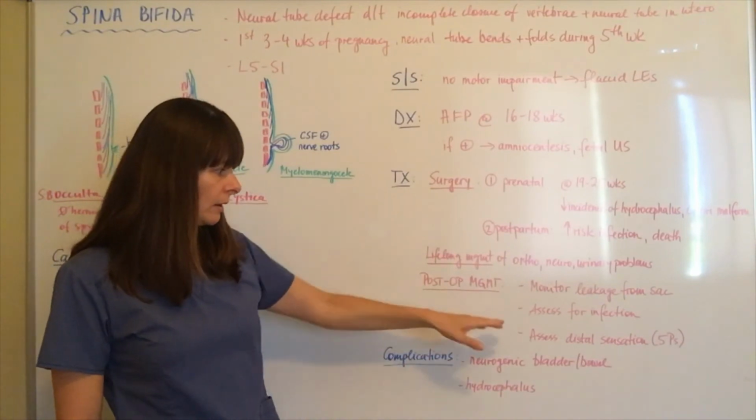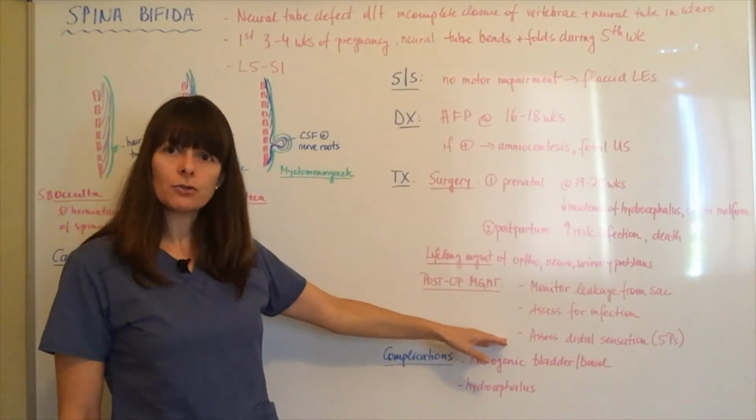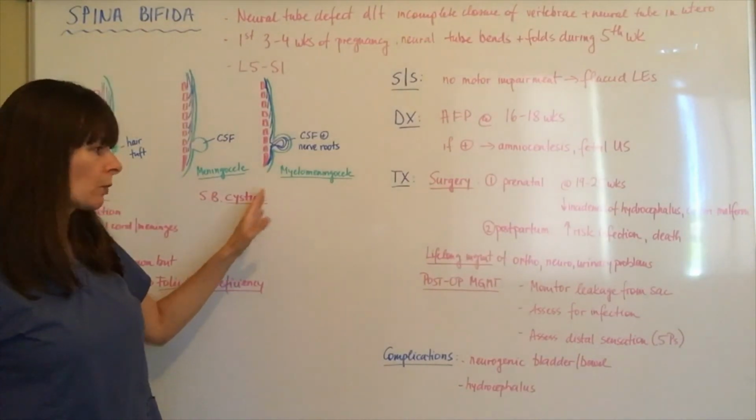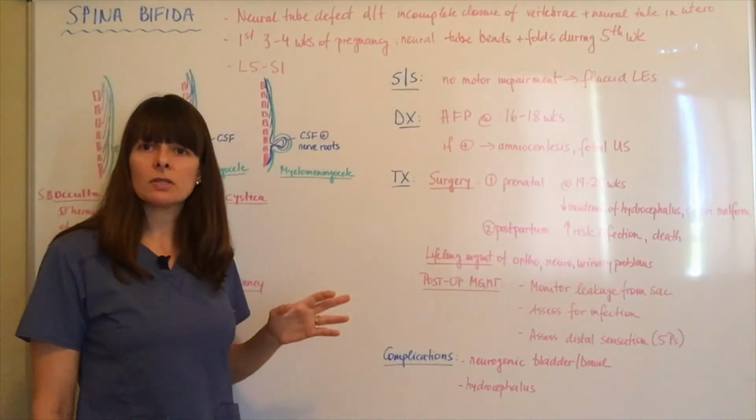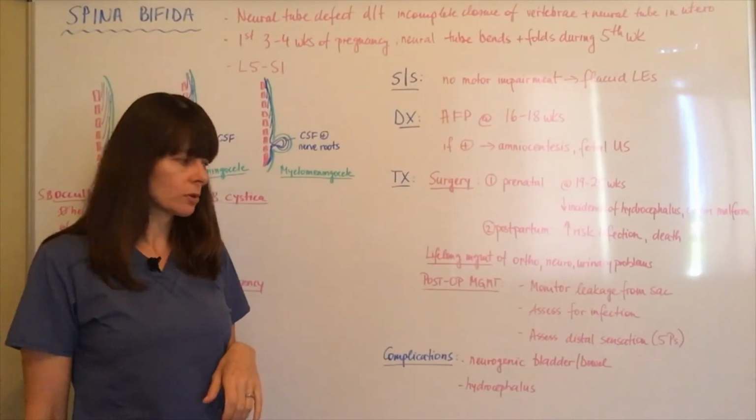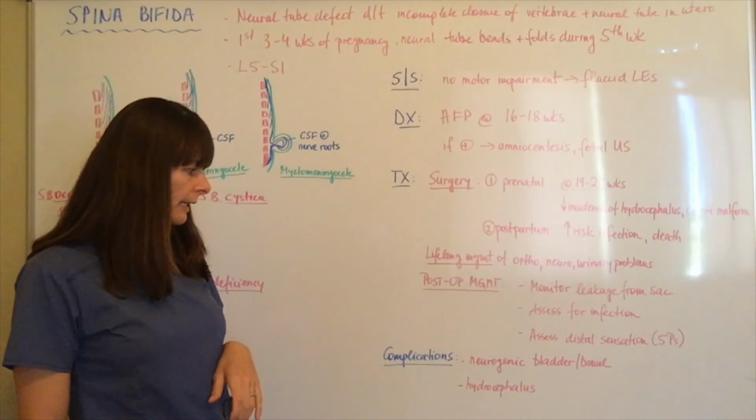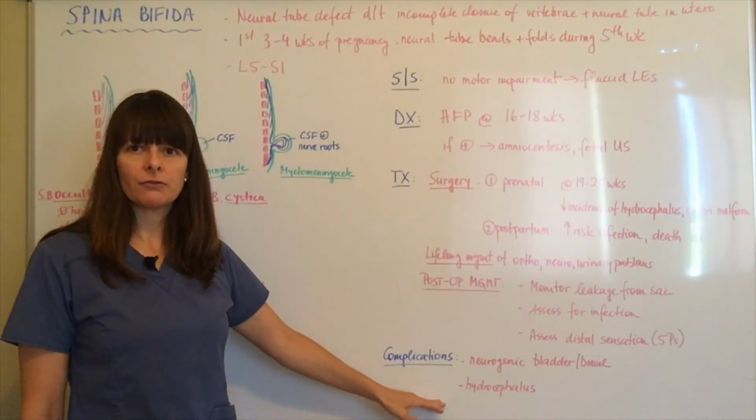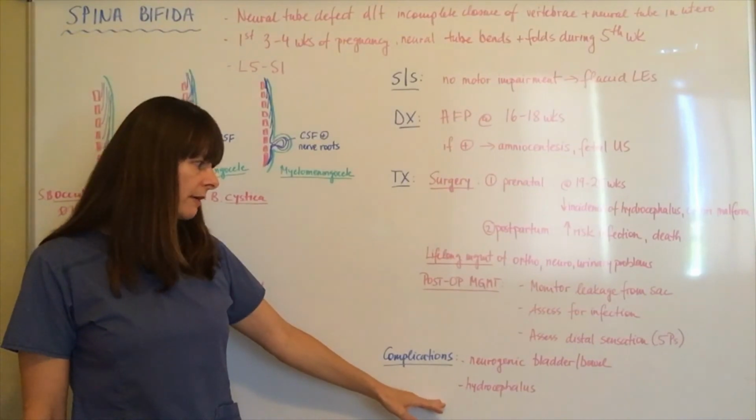And then as well, we want to assess distal sensation, because again, these nerve roots control the lower extremities. So we want to make sure to see: is there sensation, is there movement, how is the patient doing post-operatively? Another complication is hydrocephalus, which I'll be discussing in a different video in and of itself.